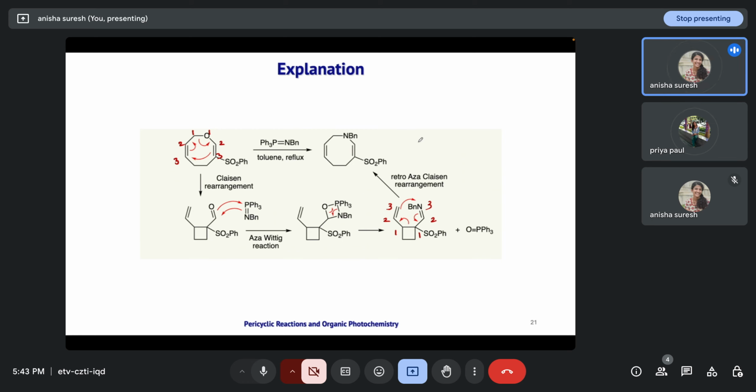So just a Claisen rearrangement is taking place, resulting in the formation of this four-membered ring with a substituted vinyl group and aldehyde. On that aldehyde, the aza-Wittig reagent will be reacting, giving first a four-membered transition state which will cleave, leading to removal of Ph3PO, and this as the product. And this substrate will undergo again an aza-Claisen rearrangement, and that will result in the formation of our final product.